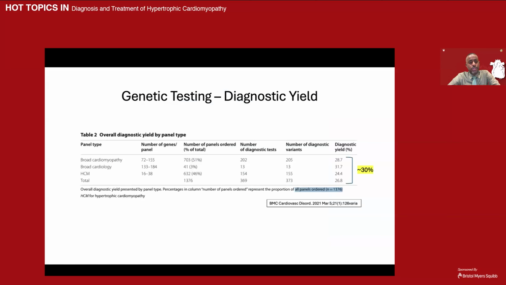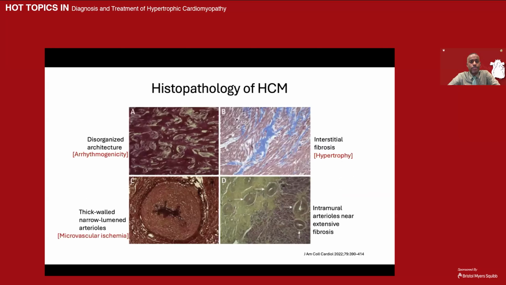Genetic testing is something that we do in all our patients. You can have very broad cardiomyopathy gene panels. You can have detailed, just hypertrophic cardiomyopathy gene panels. All of them have a diagnostic yield of about 30%. So just having a negative genetic test does not rule out hypertrophic cardiomyopathy.